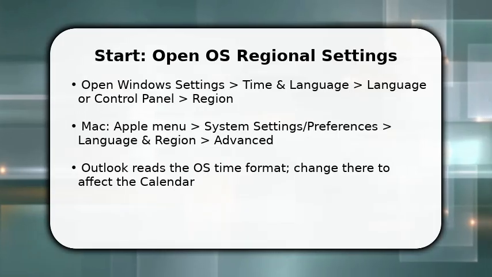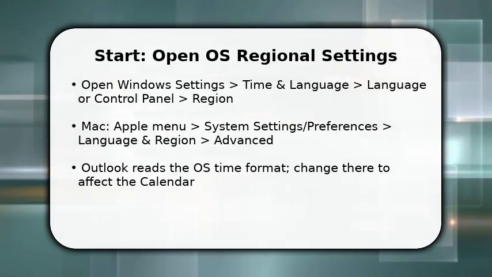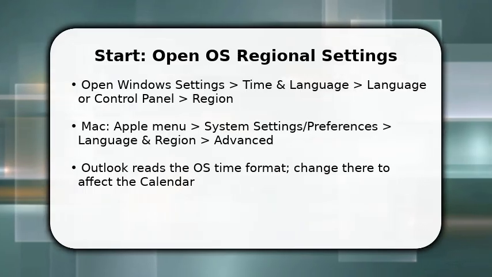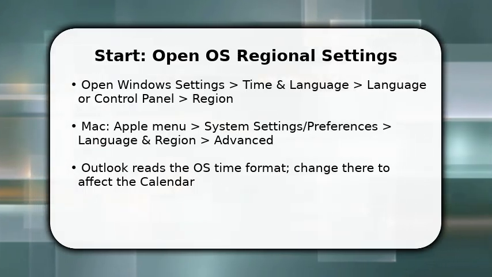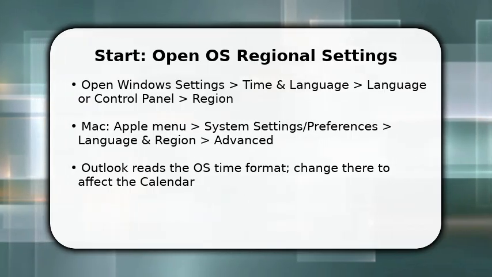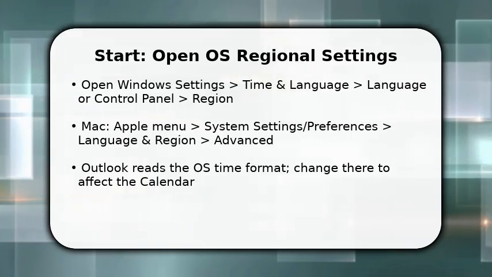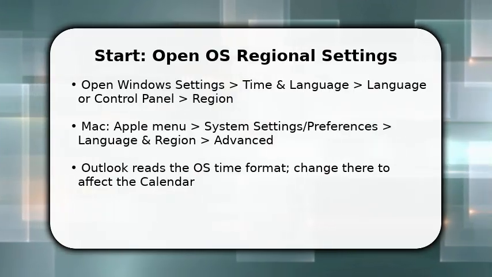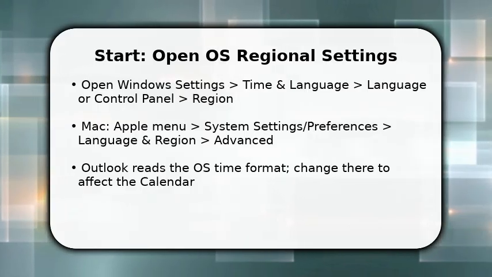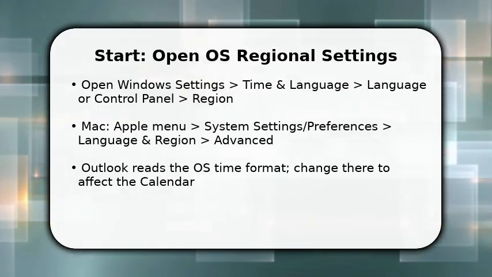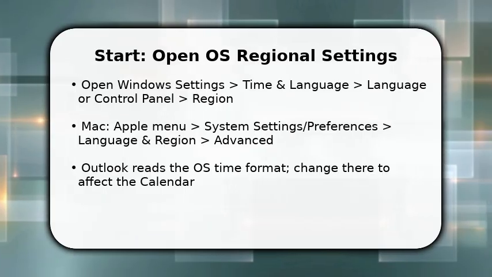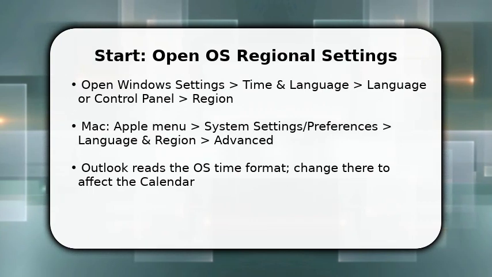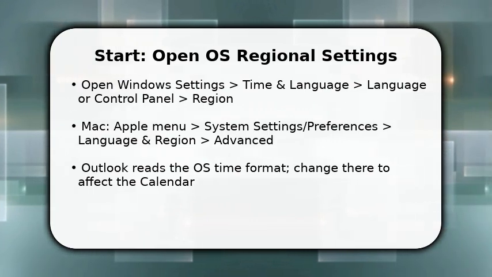You begin by changing the operating system's regional time format because Outlook Desktop and Mac clients use the OS setting. On Windows, go to Settings, Time and Language, or Control Panel, Region. On Mac, open System Settings or Preferences, Language and Region, and choose Advanced. Once done, locate time formats. You'll edit short time or long time to switch between 12-hour and 24-hour displays. Make these edits now. Don't try to find a separate switch inside Outlook because it won't override the OS.